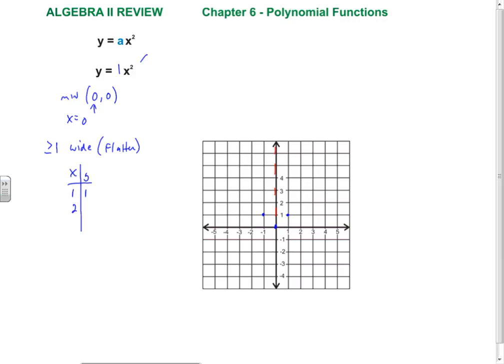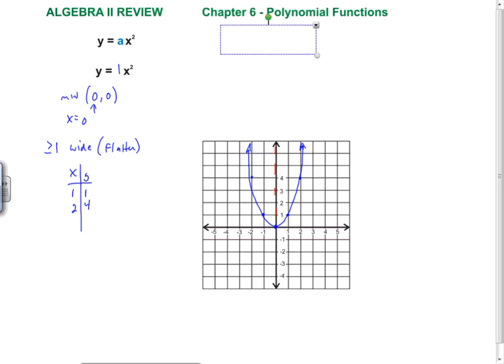I'll do a 2. Again, I'm putting in 2 for the x. 2 squared is 4. And so I have the point 2, 4, and that's really enough for me to draw my parabola. And again, we're calling this relatively wide. The book uses the term flatter or steeper. Okay, so relatively flat.